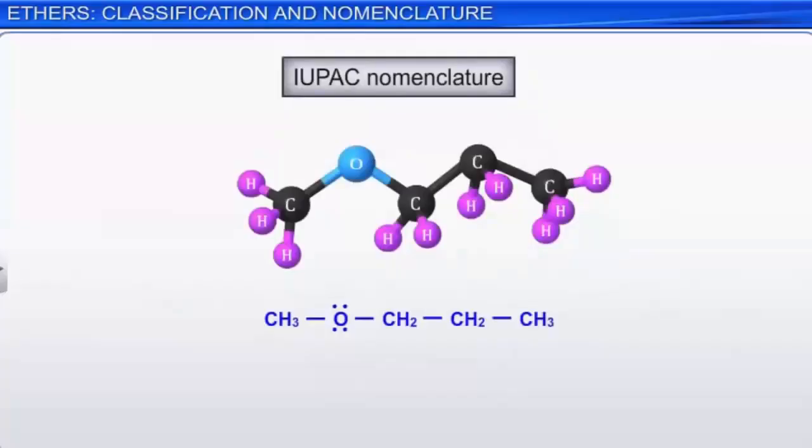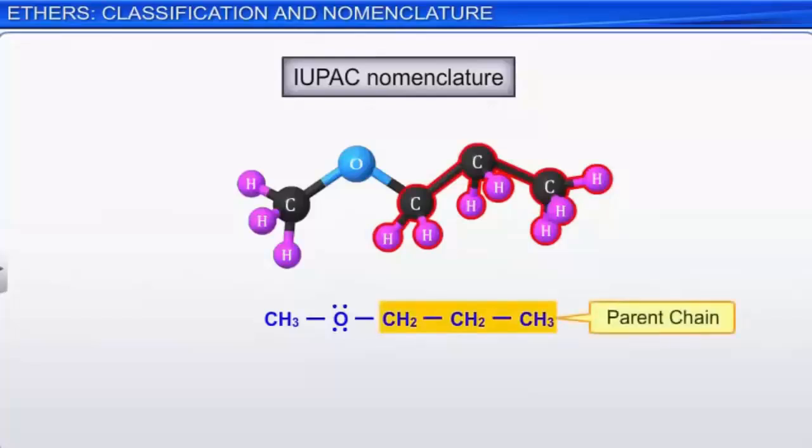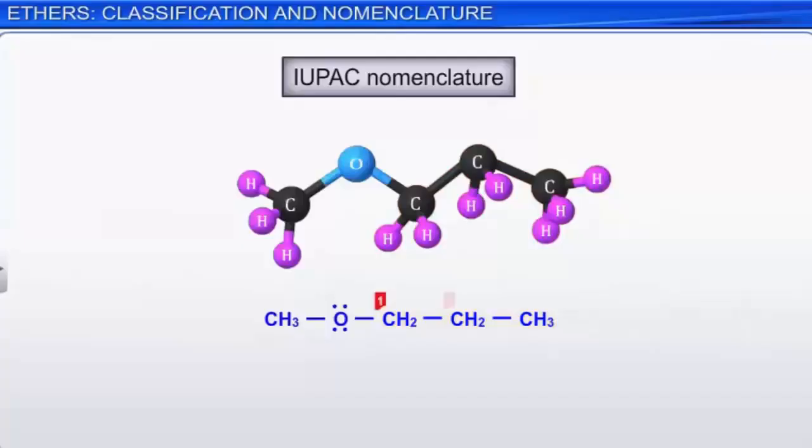IUPAC rules for ether nomenclature are based on descriptions of ethers as alkoxy-substituted alkanes. The larger group is considered to be the parent hydrocarbon. A number gives the location of the alkoxy substituent. This makes the IUPAC system more versatile than the common names for ethers.